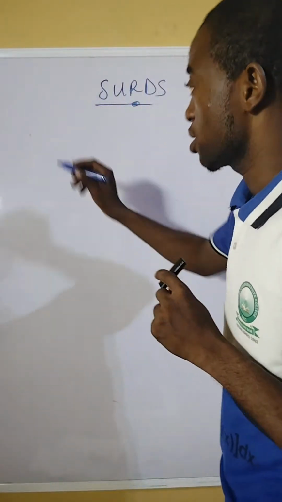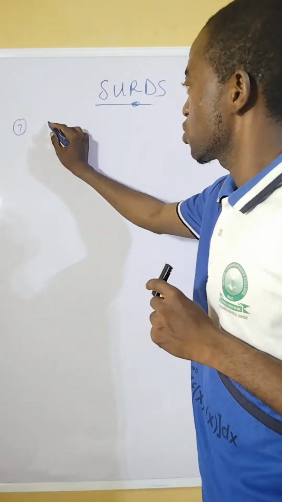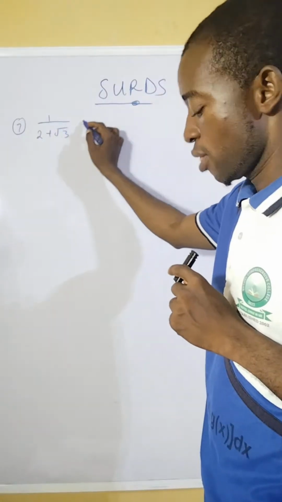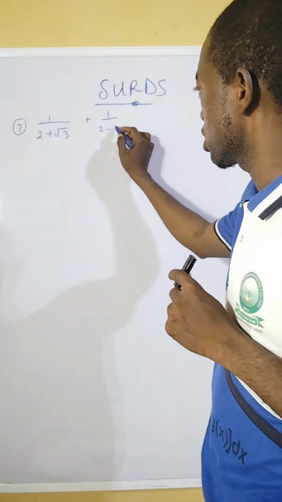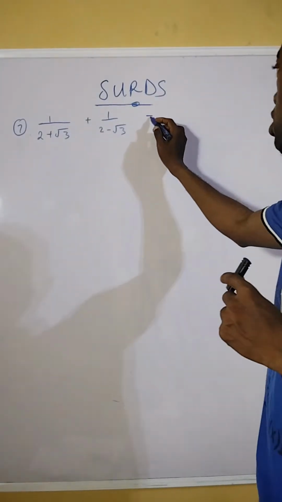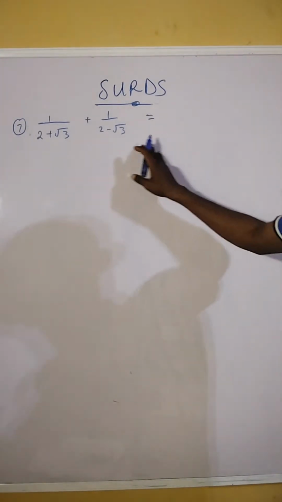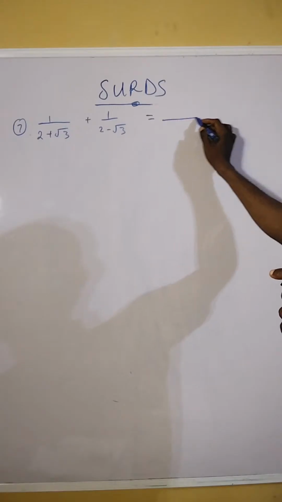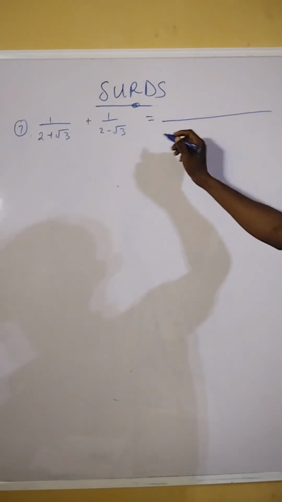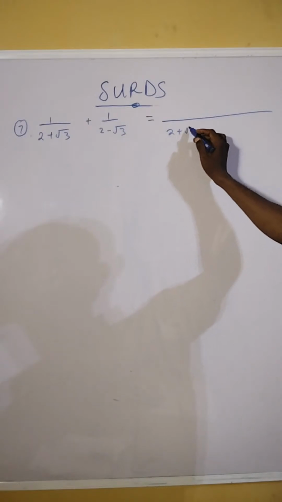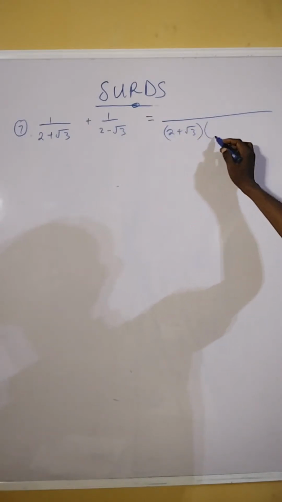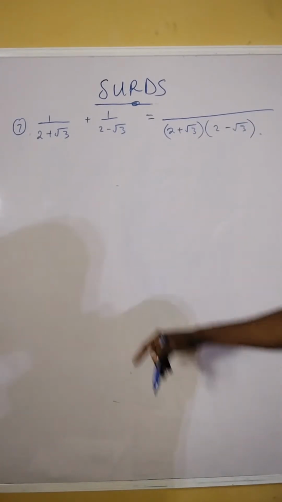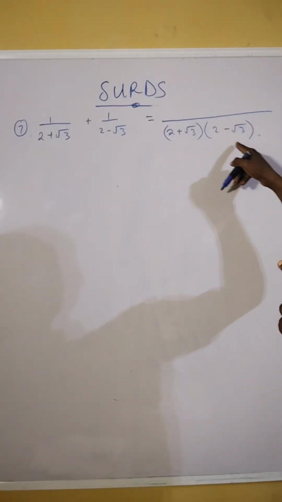So look at this as number 7, and we are to simplify 1 divided by 2 plus root 3 plus 1 divided by 2 minus root 3. So here, when we simplify, we have two fractions. We can bring it together as just one fraction. By the time we find the LCM, it is the product of these two numbers, that is 2 plus root 3 multiplied by 2 minus root 3. And the same way we solve fractions, 2 plus root 3 goes here, we need 2 minus root 3.